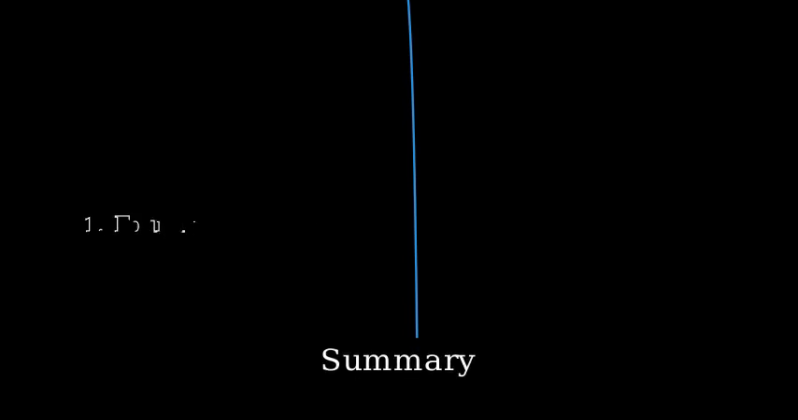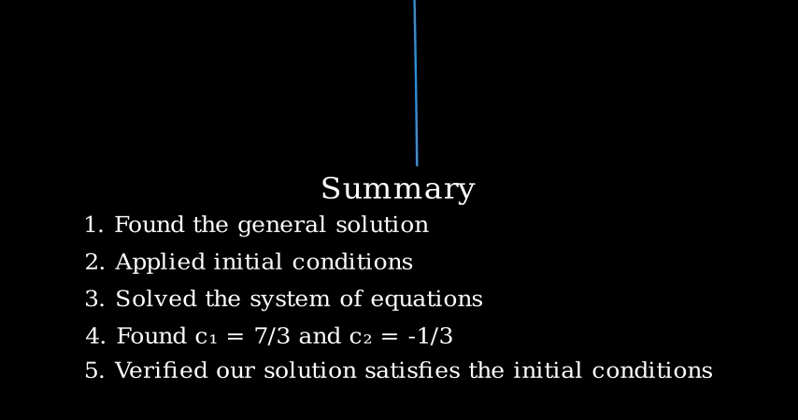In summary, we've solved a second-order differential equation with initial conditions. We found that c1 equals 7/3 and c2 equals negative 1/3, which gives us the particular solution that satisfies both y of 0 equals 2 and y prime of 0 equals negative 3. This method of using initial conditions to find specific values for constants in a general solution is a fundamental technique in differential equations.